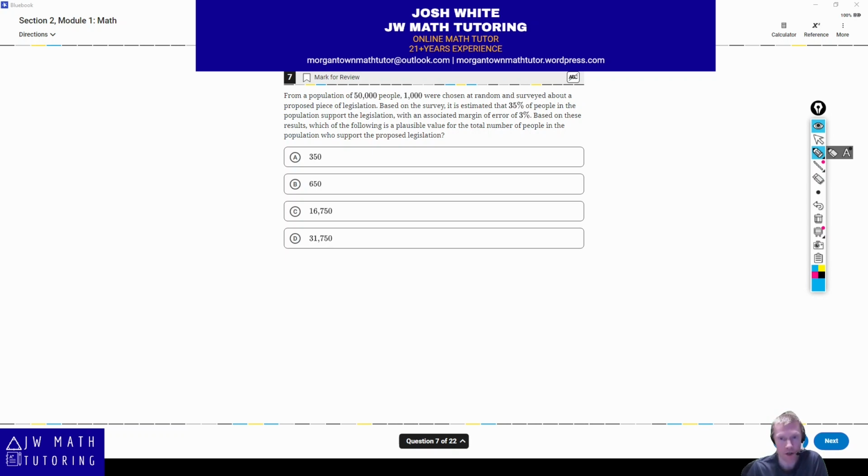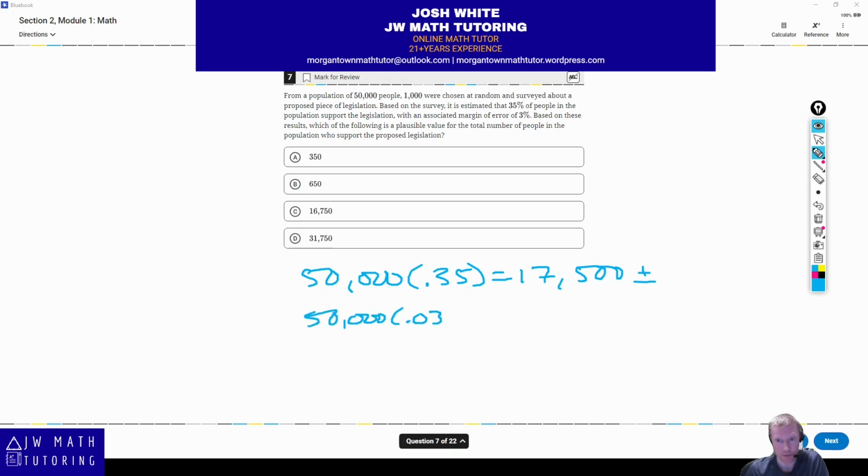So basically, all we're going to do is take the total number of people and multiply it by 0.35, because that's the percentage that supported in the survey. If you do that, you get 17,500. And then you would just increase or decrease this value by the margin of error. The margin of error is 3%. So first we calculate the number of people equivalent to the margin of error. That would be 3% of the 50,000, or 50,000 times 0.03. If you do that, you should get 1,500.